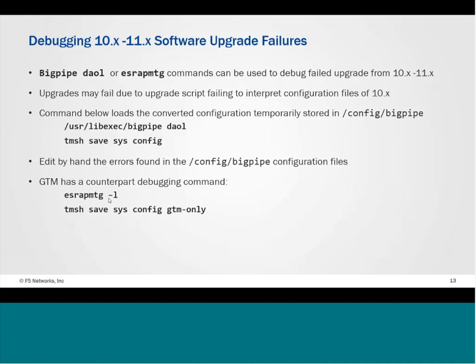or configuration objects in the version 10 configuration, and then temporarily convert them into version 11. You would then save this configuration using save sys config gtm-only, or save sys config for the rest of the configuration. The load command spelled backwards is also the reverse of the load command.